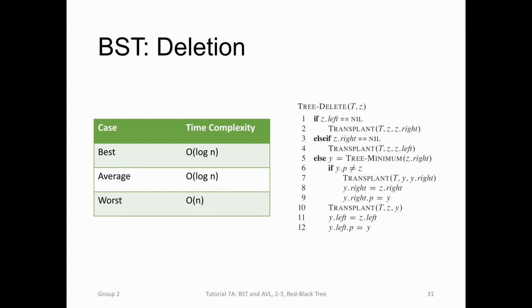This is the deletion time complexity. Best and average time complexity is big O(log n), and the worst time complexity is big O(n). This is the pseudocode.